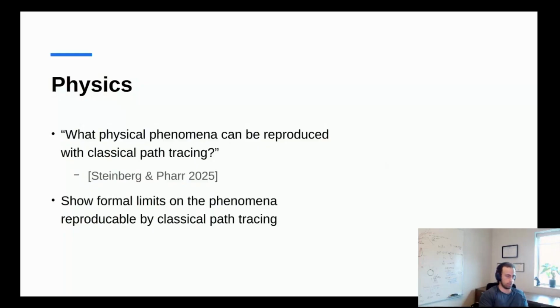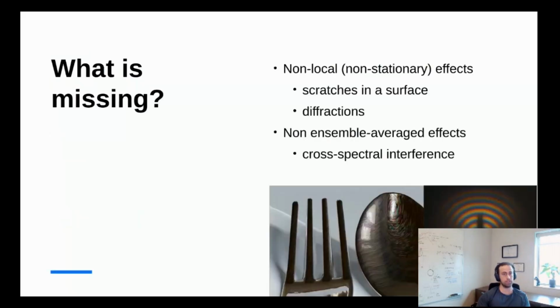And this is a very interesting question. What can actually be simulated? To my knowledge, that question, what physical phenomena can be reproduced with classical path tracing, has not been adequately addressed. And in a recent publication, in its supplemental, we formally study that question. I think it has value to put formal limits on what classical, incoherent, and perfectly local path tracing can actually achieve. Feel free to check the work. I will just briefly summarize.